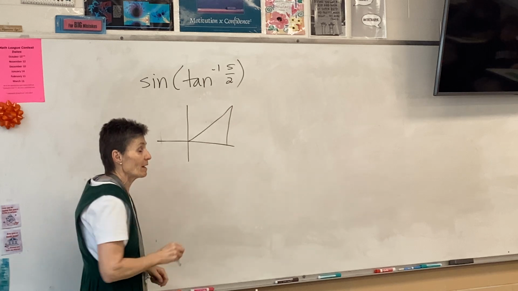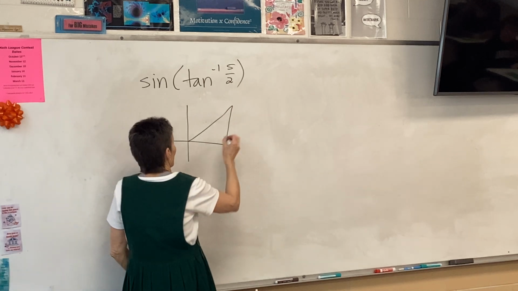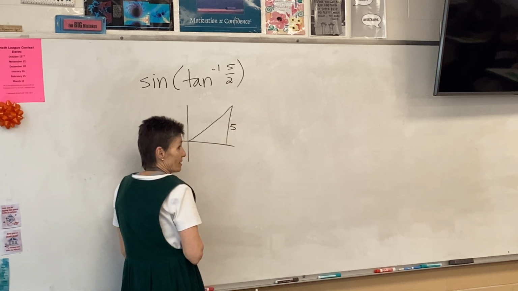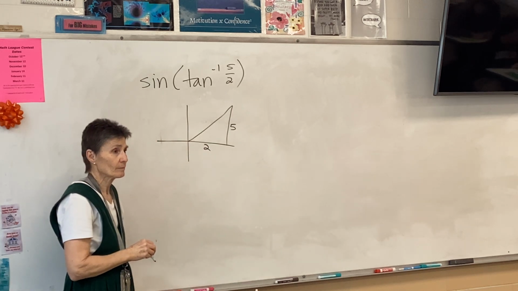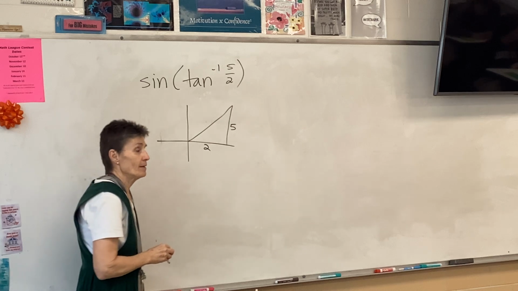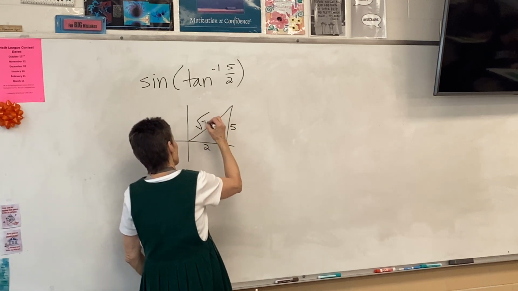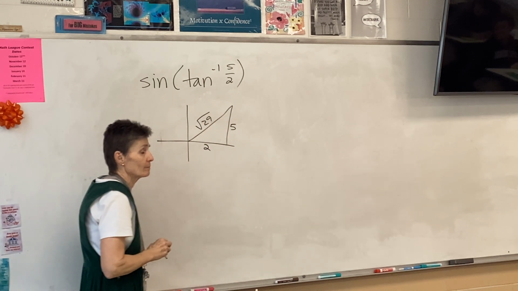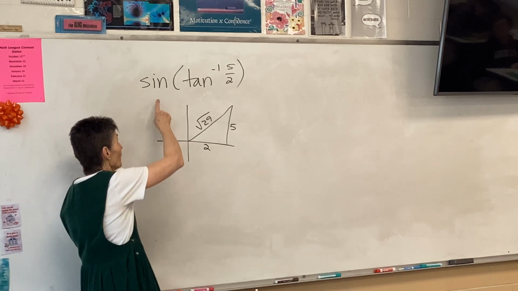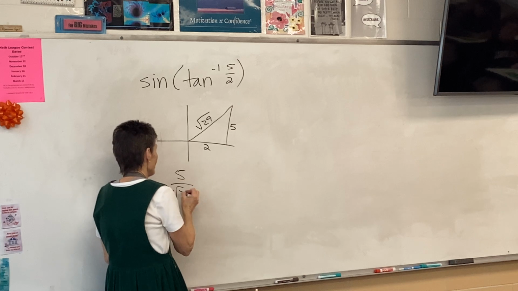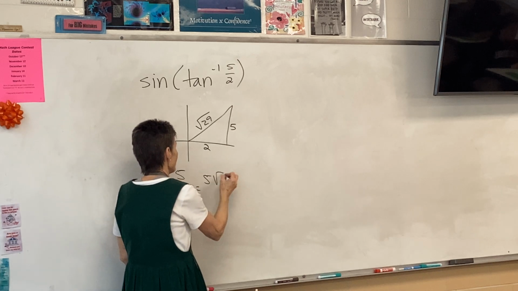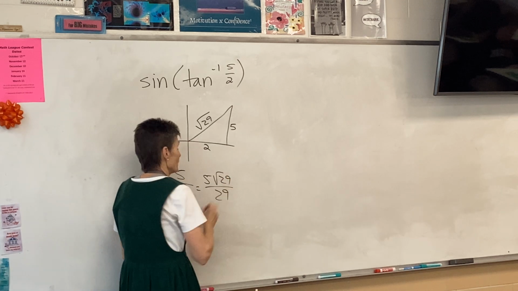What do I know about that triangle? Opposite is 5, adjacent is 2. Find the hypotenuse, complete your triangle, square root of 29. And then you just hit the sine of that. You want the sine of that picture. 5 over root 29, which is 5 root 29 over 29.